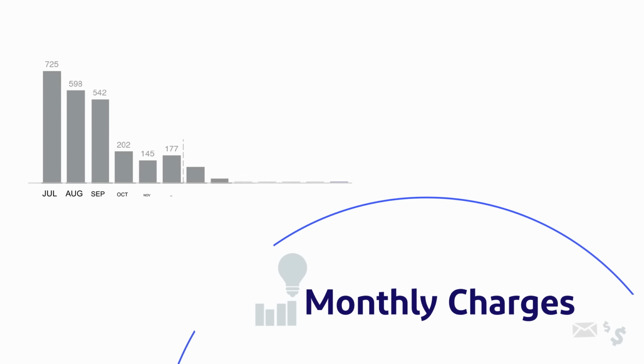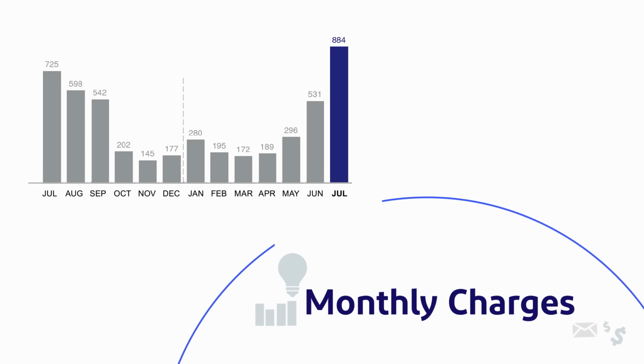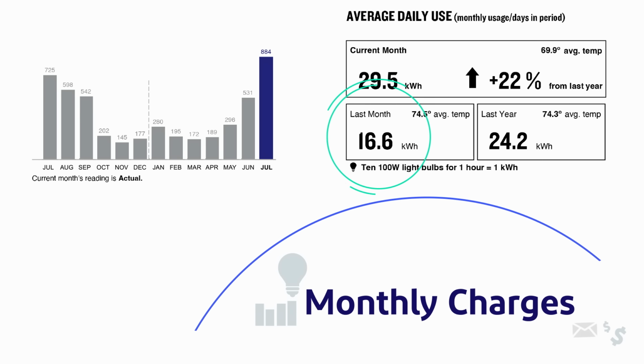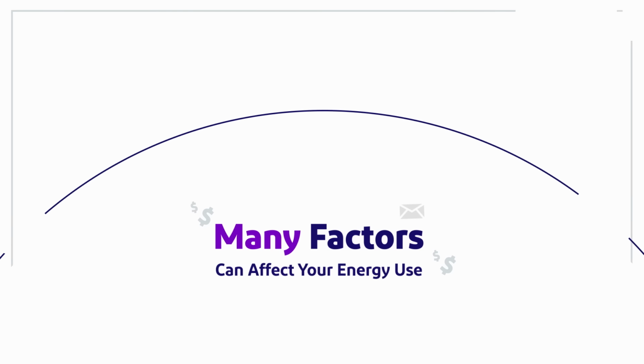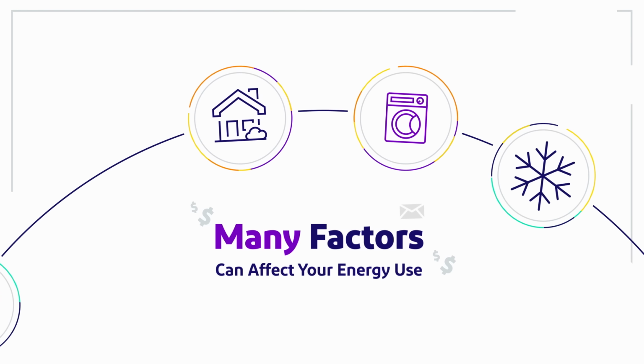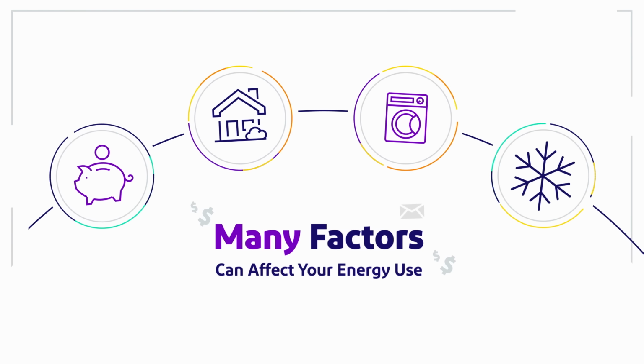Reviewing your monthly usage trend is a great way to understand changes in your energy use throughout the year. On the right side of the bill, you will find your average daily energy use with a comparison to last month and last year. Many factors can affect your energy use, such as weather, appliances, and household usage. The less you use, the less you'll spend.